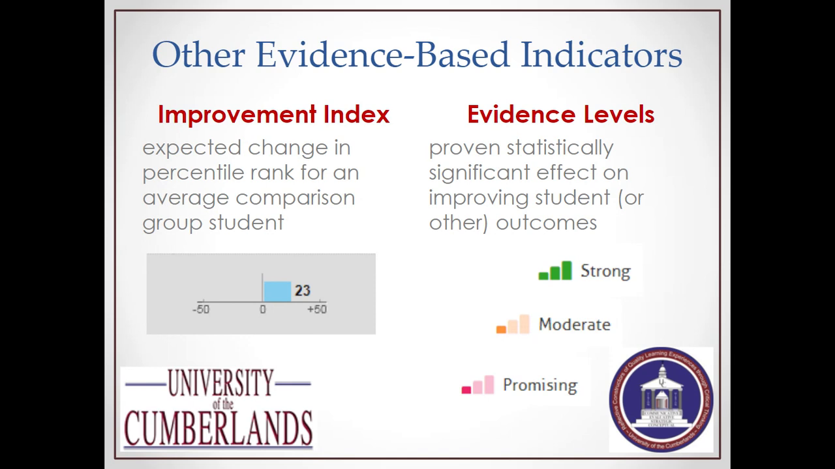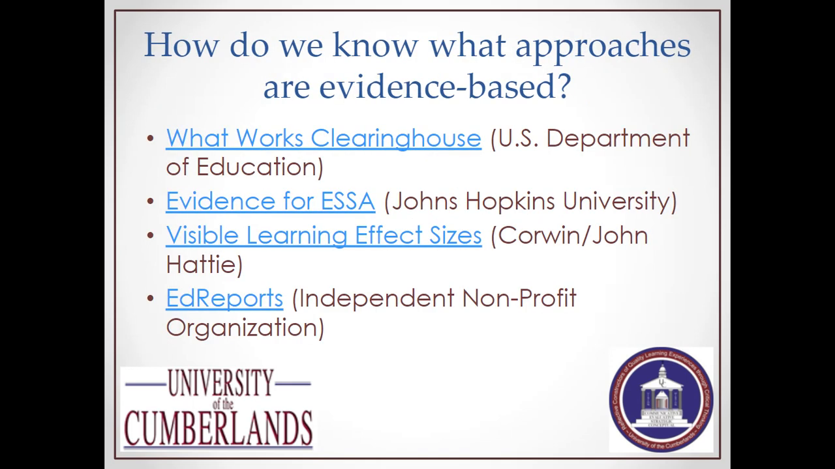The other way that you might see evidence-based indicators reported in terms of impact is just through evidence levels. So some of the sites that you're going to be looking at, you're going to see some evidence levels. And you can see there's different levels: strong, moderate, and promising. And so those are just areas that you want to be familiar with to know that when you're looking at those different study results, you kind of have a general idea of if this is good or not good.